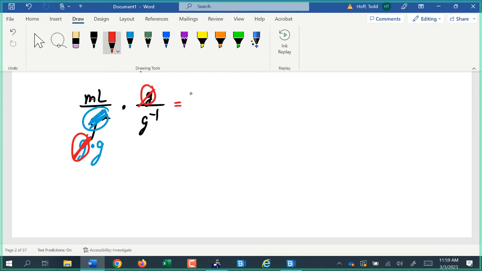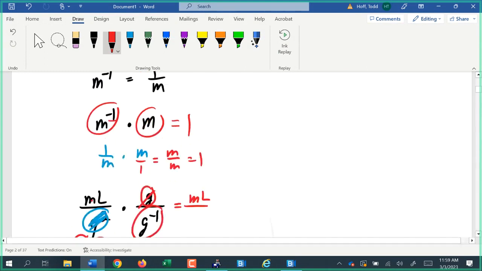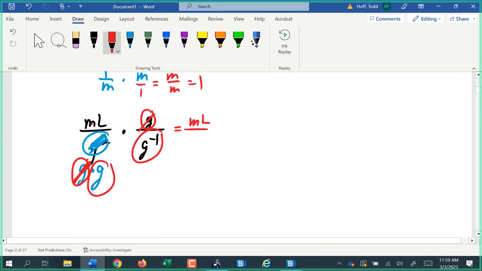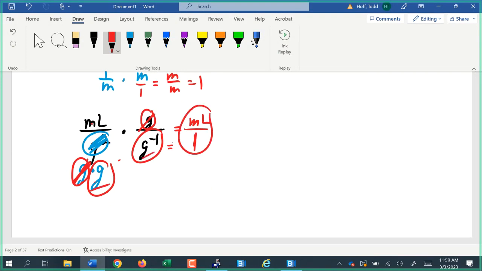Now on top I have milliliters. On bottom I have grams times grams to the negative 1. Well, remember what we said up here, anytime you have a unit times the same unit to the power of negative 1, they just cancel out to multiply to make 1. So grams times gram to the negative 1 is just 1. So that's just milliliters over 1, or just milliliters is the units we get there.